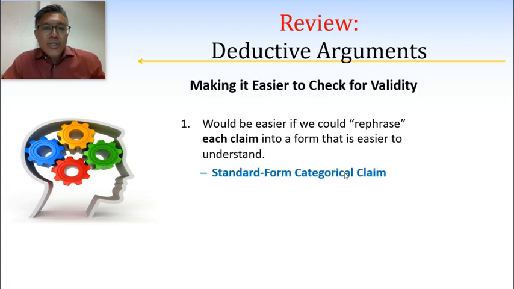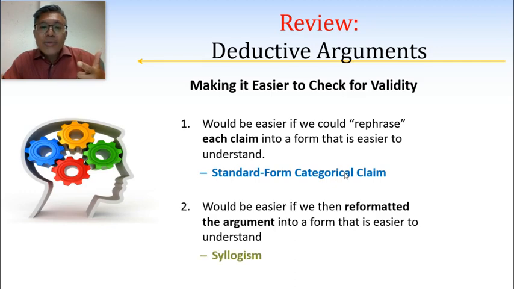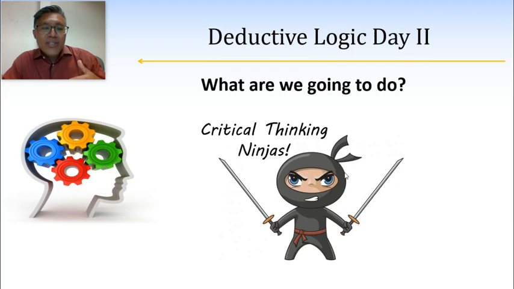So the two things, just to remind ourselves, are one, we need to be able to change claims into standard form categorical claims, and then two, we need to change arguments into categorical syllogisms. As a result, the hope is that you become really good at this. That's going to require some practice, so I'm hoping you take advantage of all the exercises in the textbook. You go through the exercises that we are doing in the videos and try to do them yourselves to get better at this as a skill.